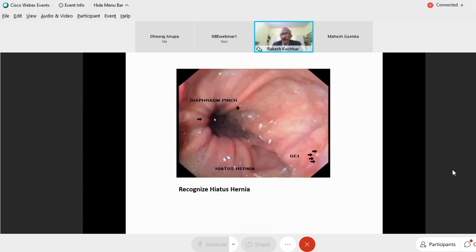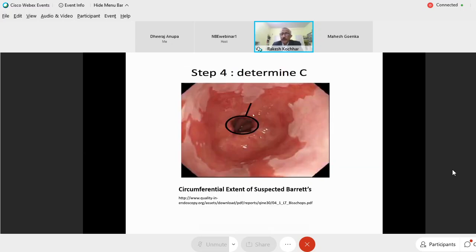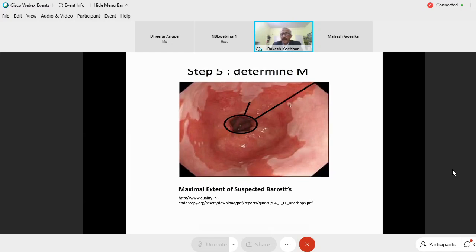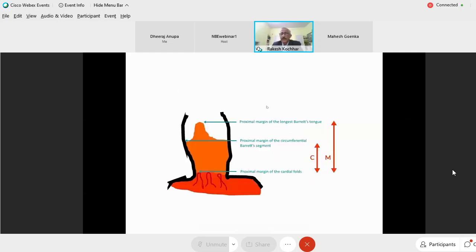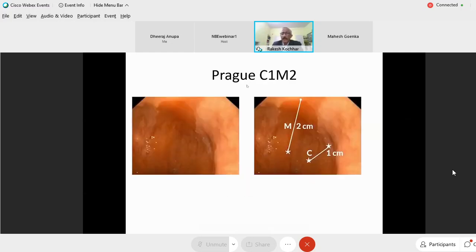So this is how you look at it: the diaphragmatic pinch, this is the hiatus hernia, and when you have the Barrett's mucosa, this will be the circumferential extent and this will be the maximal extent. So from the diaphragmatic pinch to a supposed circular area, which is the bare minimum, will be the C part of it, and this will be the M part of it. So C and M. For example, C 1 centimeter and M 6 centimeters. This is how you describe, according to Prague classification, C1, M2 Barrett's mucosa. This again is something which should be done routinely in all patients of Barrett's esophagus.